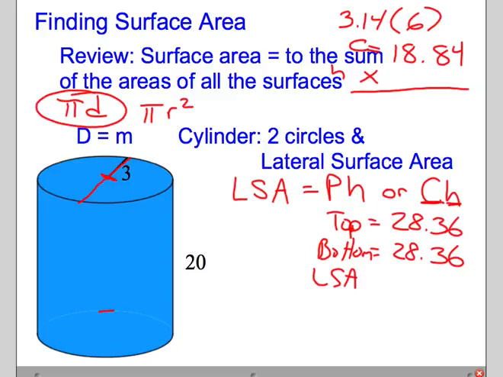The height is 20. And what did you get on that? 376.8. 376 and 8/10. That is the surface area. Here's your 20. And your circumference is your diameter times pi, which was the 18 and 8400ths. So we open that up, that's your base.